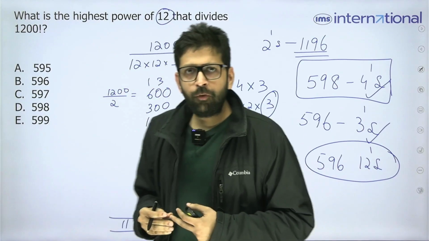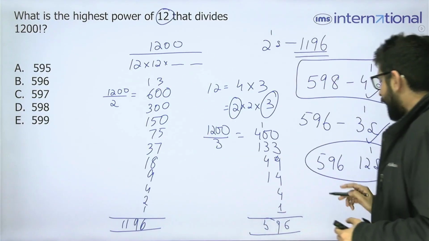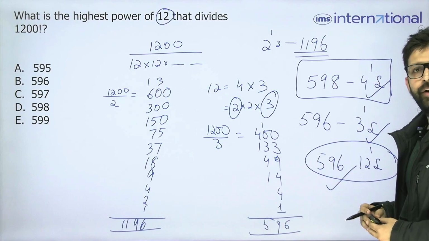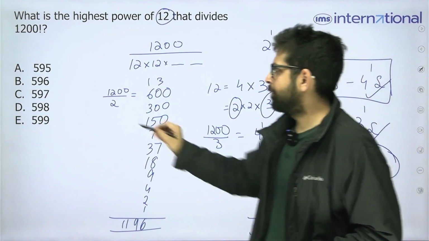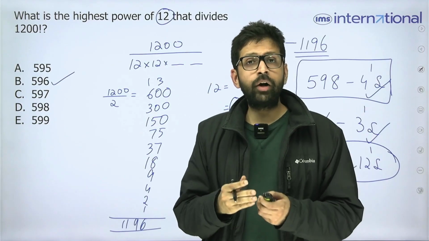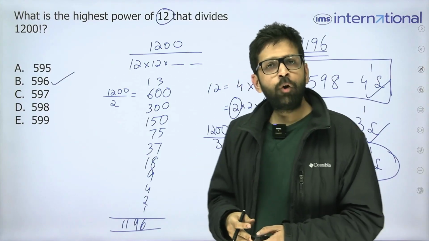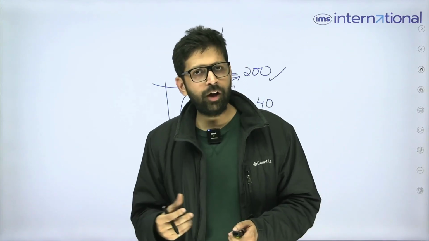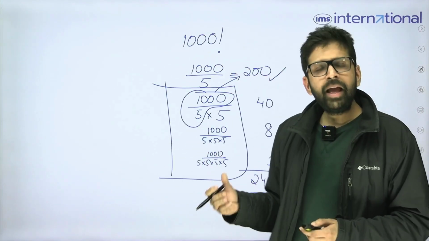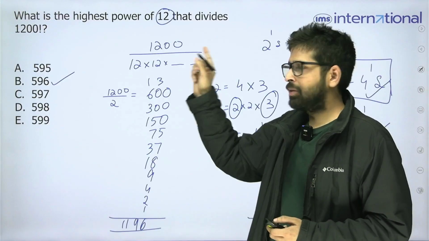So the question was, what is the highest power of 12 that divides 1200 factorial? We calculated that I can get a total of 596 12s, and therefore 596 would be the answer to this question. If you got option B as the answer, that was absolutely correct. I hope you were able to understand this concept of counting the number of zeros and were now in a position to understand how to apply it in questions like this.